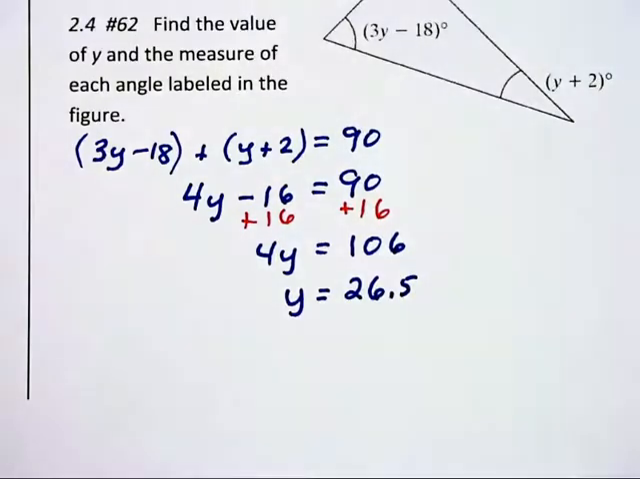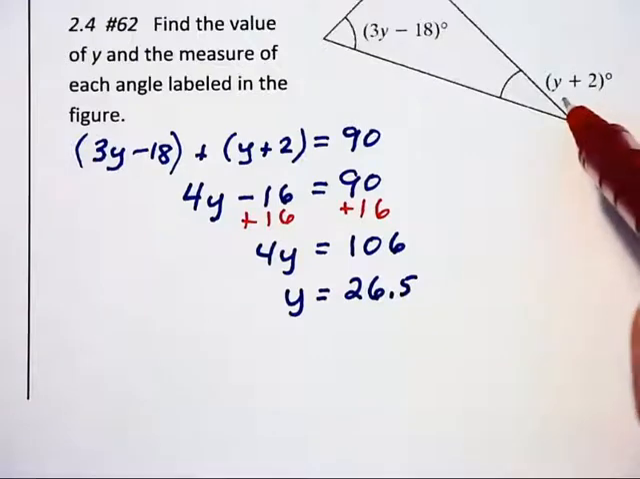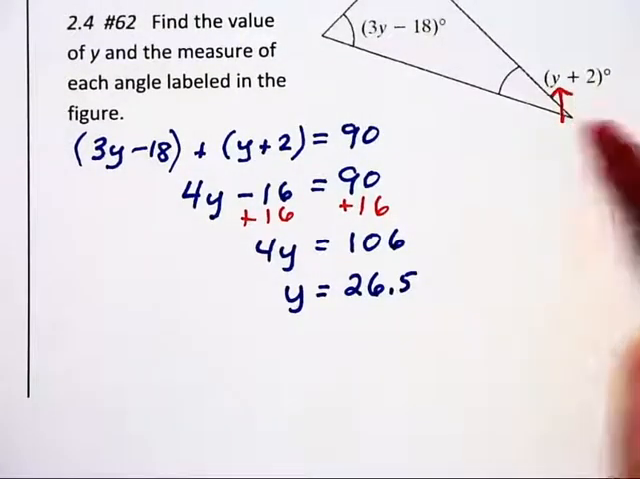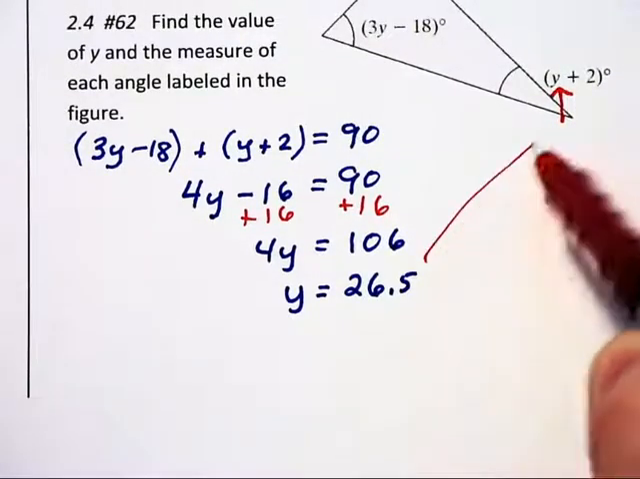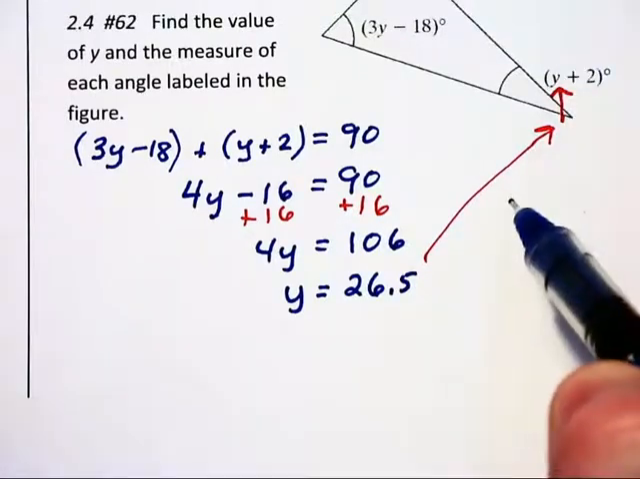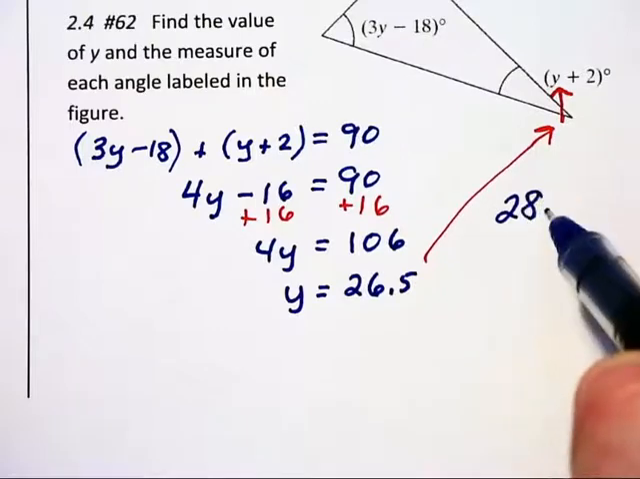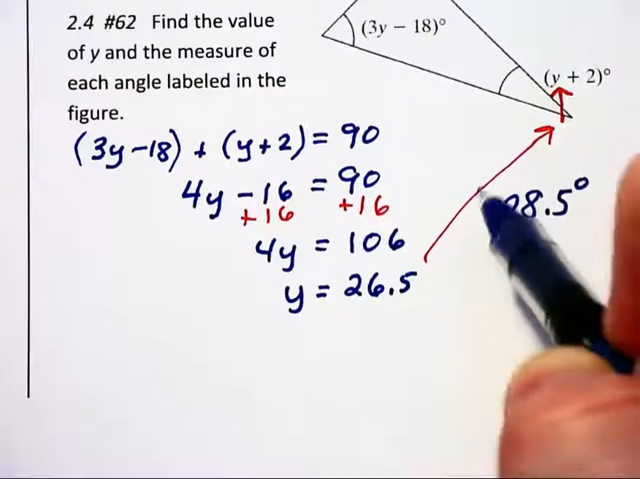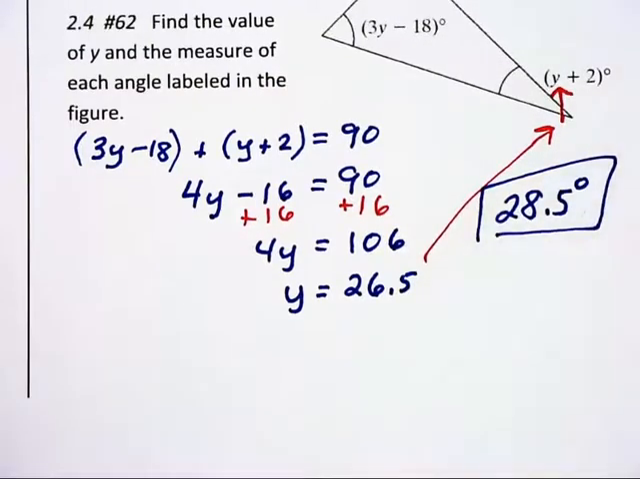Now that's only the value of y. We need to find the measure of each of these angles. If you substitute into the y plus 2 degrees, which is what I think is the easiest, 26.5 plus 2 tells us that we're going to have a 28.5 degree angle for that angle.